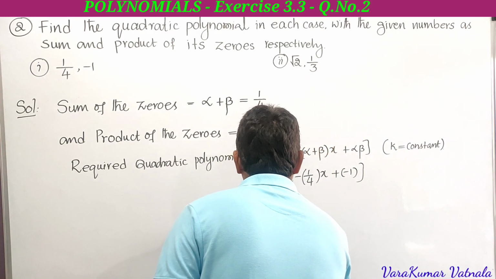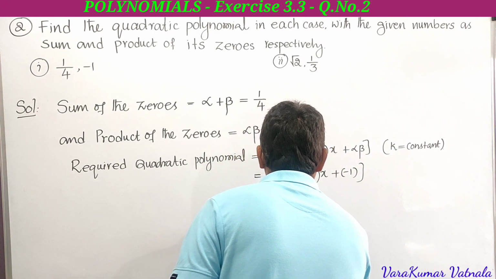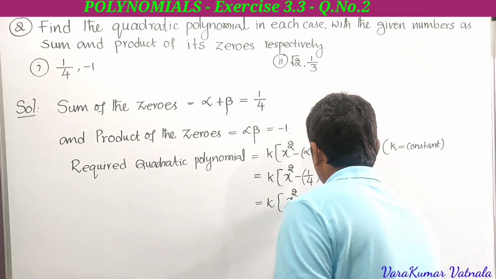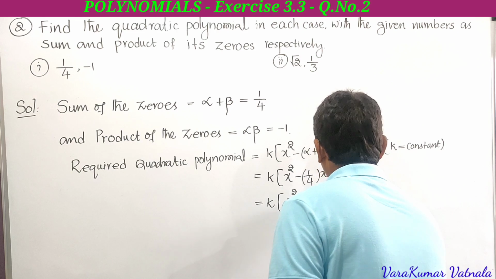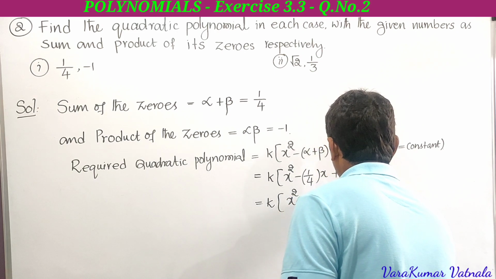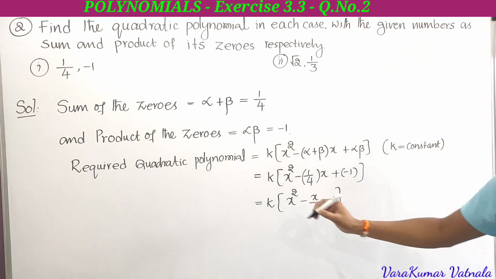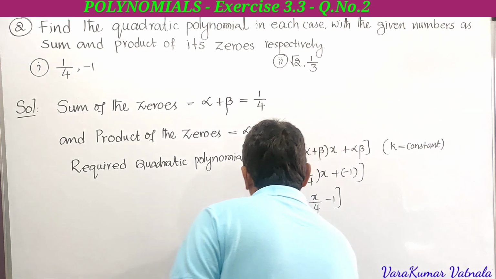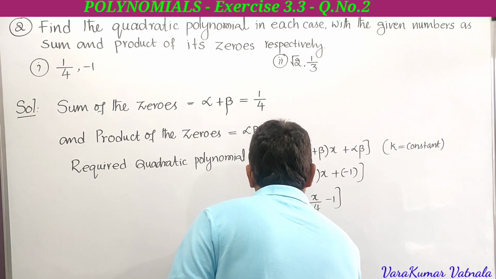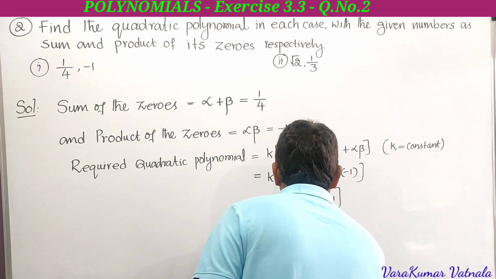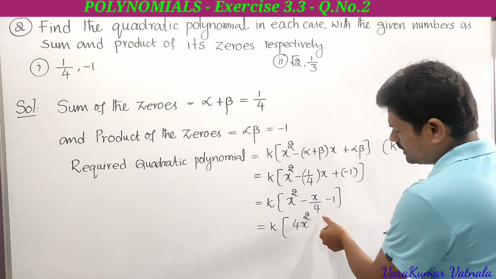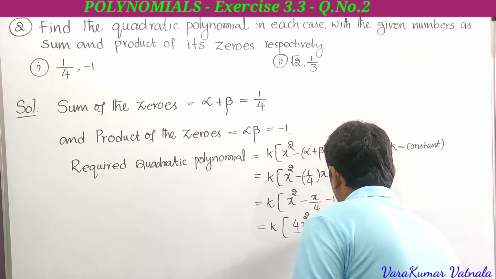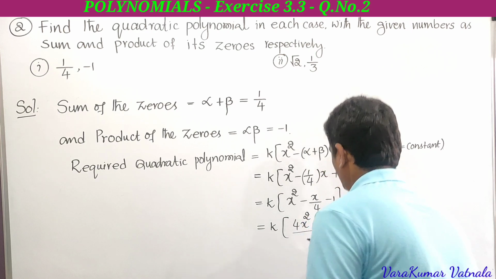So it is equal to k into x square, minus 1 by 4 into x, which becomes x divided by 4, plus into minus is minus 1. So k into x square minus x by 4 minus 1. Further we have to simplify here. We can get k into, find the LCM, 4x square minus x minus 4, divided by 4.